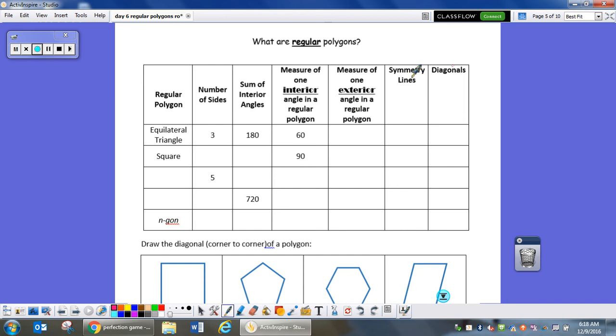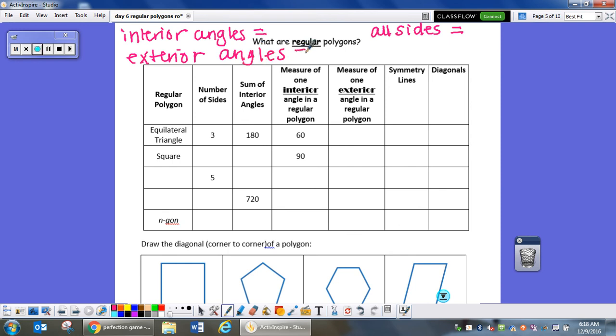All right, so regular polygons mean all sides equal. They're the nice pretty ones, and they're pretty because all their sides are equal. Their interior angles are also equal, and your exterior angles are also equal. So that's what makes them very nice looking: all the sides are congruent, all the interior angles are congruent, and then all the exterior angles are congruent.